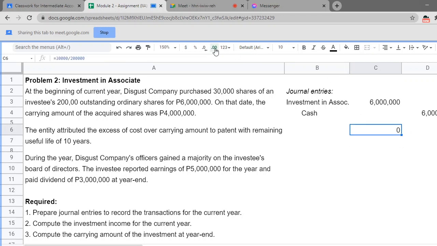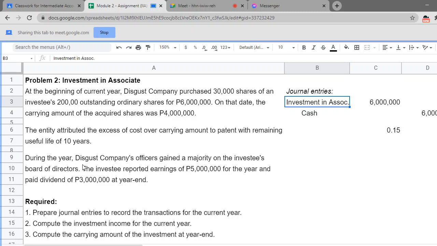That is just 15%. Okay? 15%. Then, di ba, associate, isa sa mga ilhanan nga, associate siya if naakay 20% or more nga investment dinha sa company. But look at this, 15%. So, supposedly, hindi to investment in associate. Investment in shares lang siya.